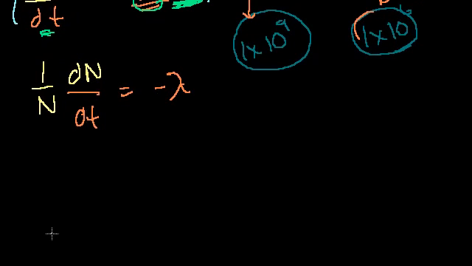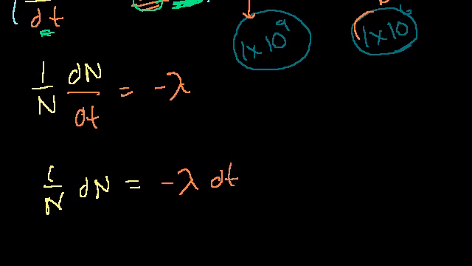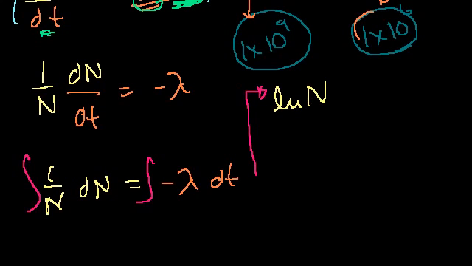And then I can multiply both sides by dt, and I get 1 over n dn is equal to minus lambda dt. Now I can take the integral of both sides of this equation. I'm taking the indefinite integral, or the antiderivative. What's the antiderivative of 1 over n? Well, that's the natural log of n plus some constant. And then that equals, what's the antiderivative of just some constant? Well, it's just that constant times the variable we're taking the antiderivative with respect to. So minus lambda times t plus some constant.